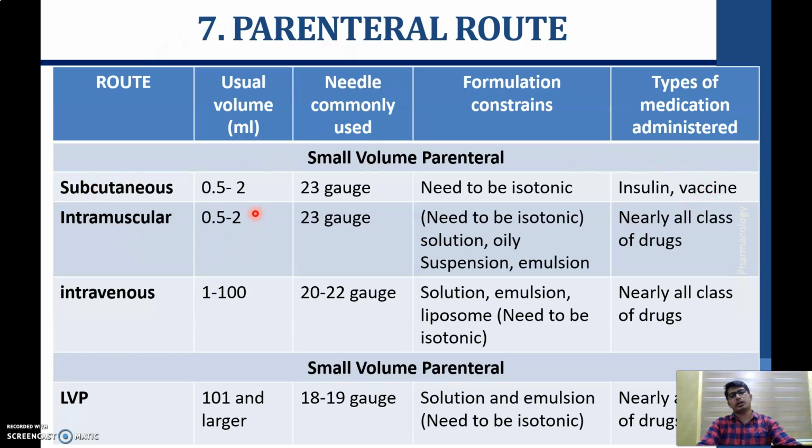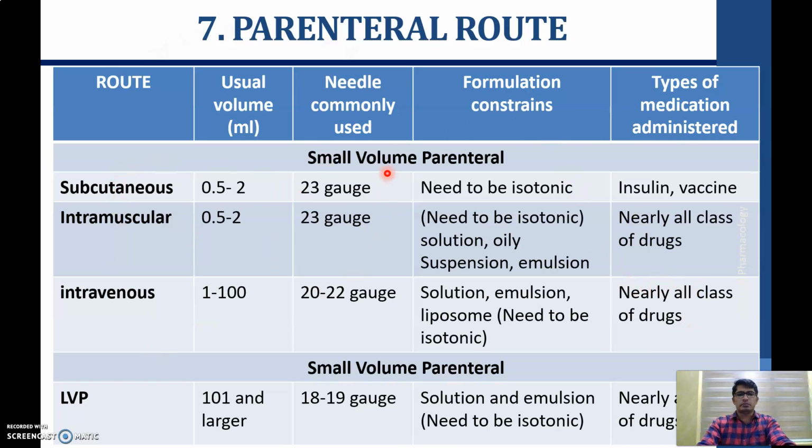Now coming to the intramuscular route, 0.5 to 2 ml can be injected using a 23 gauge needle. It needs to be isotonic, and oily suspensions and emulsions can be administered. Nearly all classes of drugs can be administered, whether lipophilic or hydrophilic. Now coming to intravenous injection, 1 to 100 ml can be given using a 20 to 23 gauge needle. We can administer solutions, emulsions and liposomes. It also needs to be isotonic, and nearly all classes of drugs can be administered.